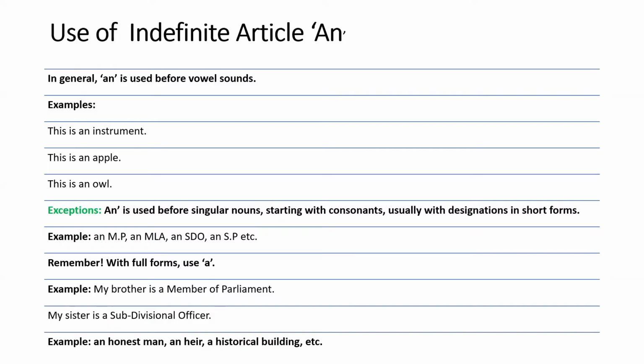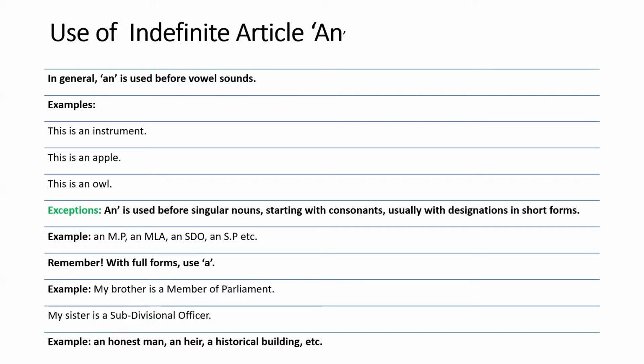Here, H, look at the cursor. H is mute, it is silent, it is not pronounced, it is not accented. Remember it, please. So the sound starts from O, and O is a vowel. So he is an honest man.